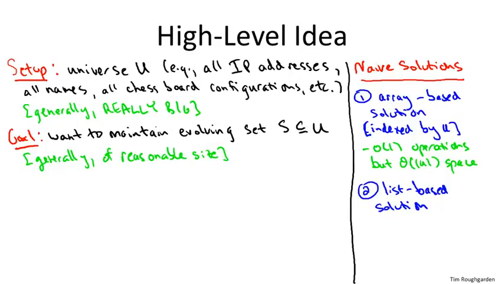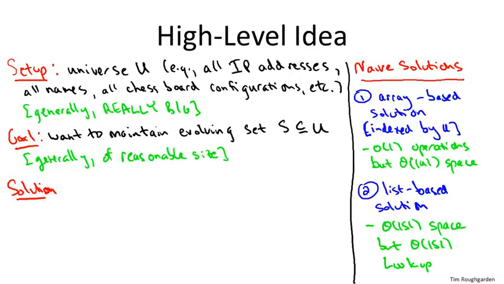The bad news is to figure out whether something is or is not in a list, you generally have to traverse through most of that list, and so that's going to take time proportional to the length of the list. So really the question we're faced in implementing a hash table is, can we get the best of both worlds of these two naive solutions? On the one hand, we want to have the constant time operations enjoyed by the array-based solution, but on the other hand, we want to have the linear space in the size of the set that we're storing that we get in the list-based solution.